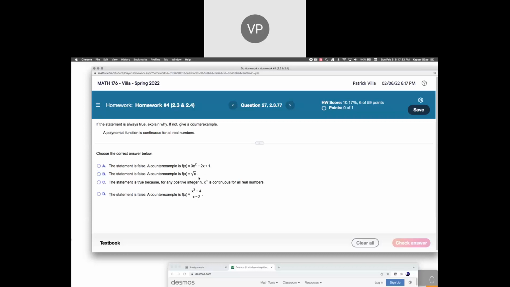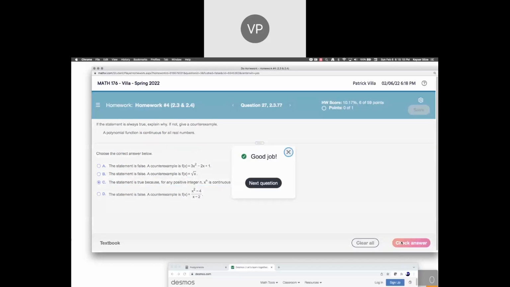Then we look at here, a statement is true because for any positive integer n, x to the n power is continuous for all real numbers. Remember, we had that earlier, and that is true. All of these, they're not going to work. Because let's look at D. It's not false on this one because the counterexample is this. That's not a polynomial function. That's a rational function. This is a polynomial function in A, but it's continuous everywhere. So that's not a good counterexample. This one, the rule is if the inside is continuous, well, that is continuous everywhere greater than or equal to 0, but when it's a square root, it's not a polynomial either. So this is my answer right here, and we're done with that.